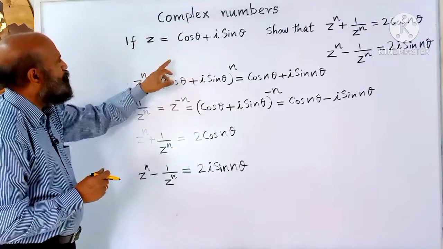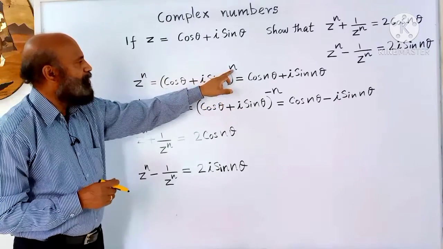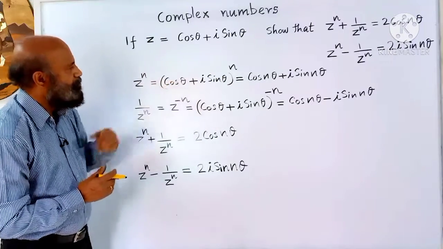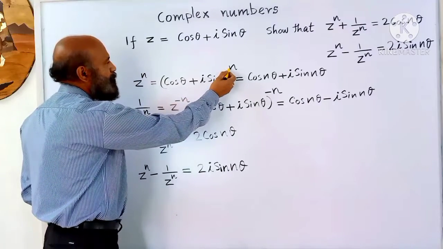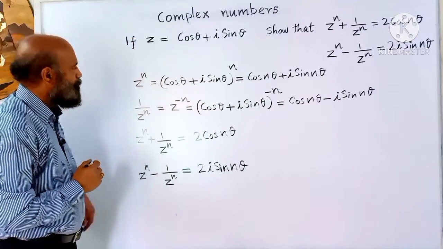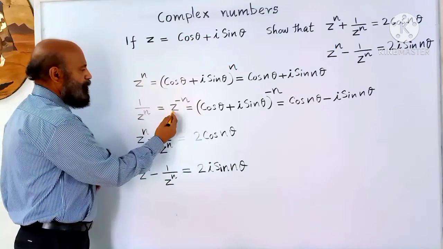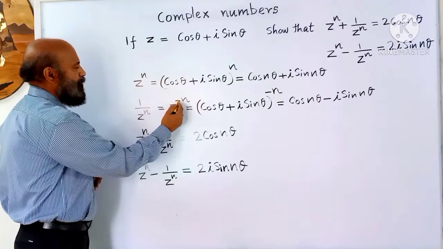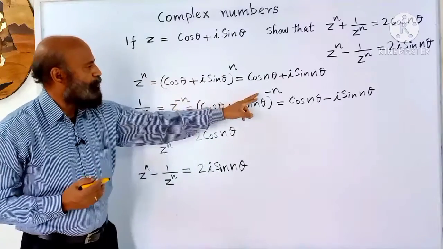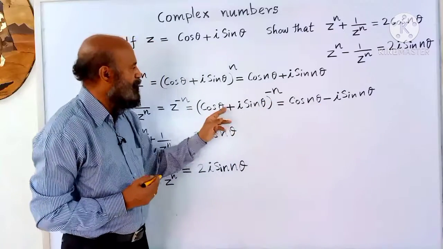Z raised to n: you can substitute z as cos theta plus i sin theta, raised to n. Then apply de Moivre's theorem. As per de Moivre's theorem, this power will come inside, so cos n theta plus i sin n theta. Next we have to get 1 by z raised to n, which can be written as z raised to minus n. Writing z as cos theta plus i sin theta raised to minus n, then applying de Moivre's theorem, you will get this.